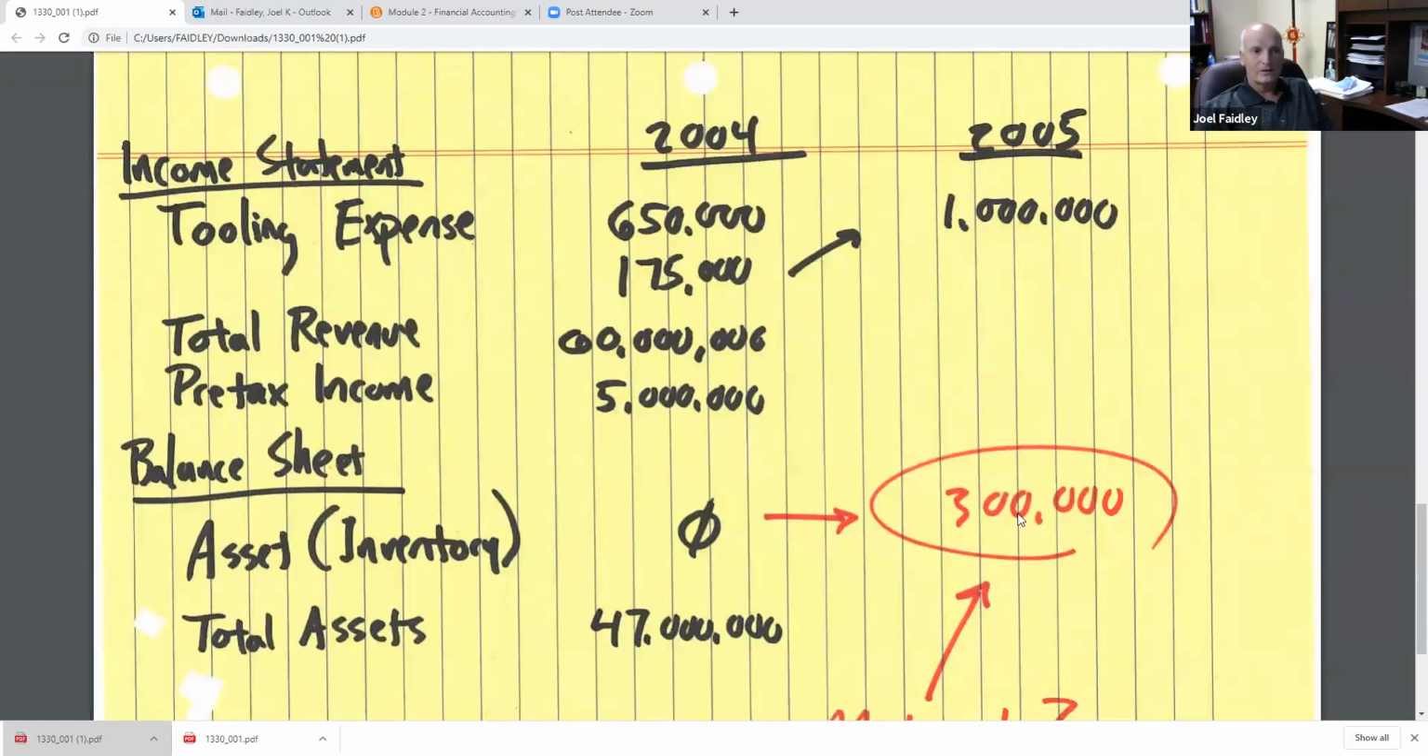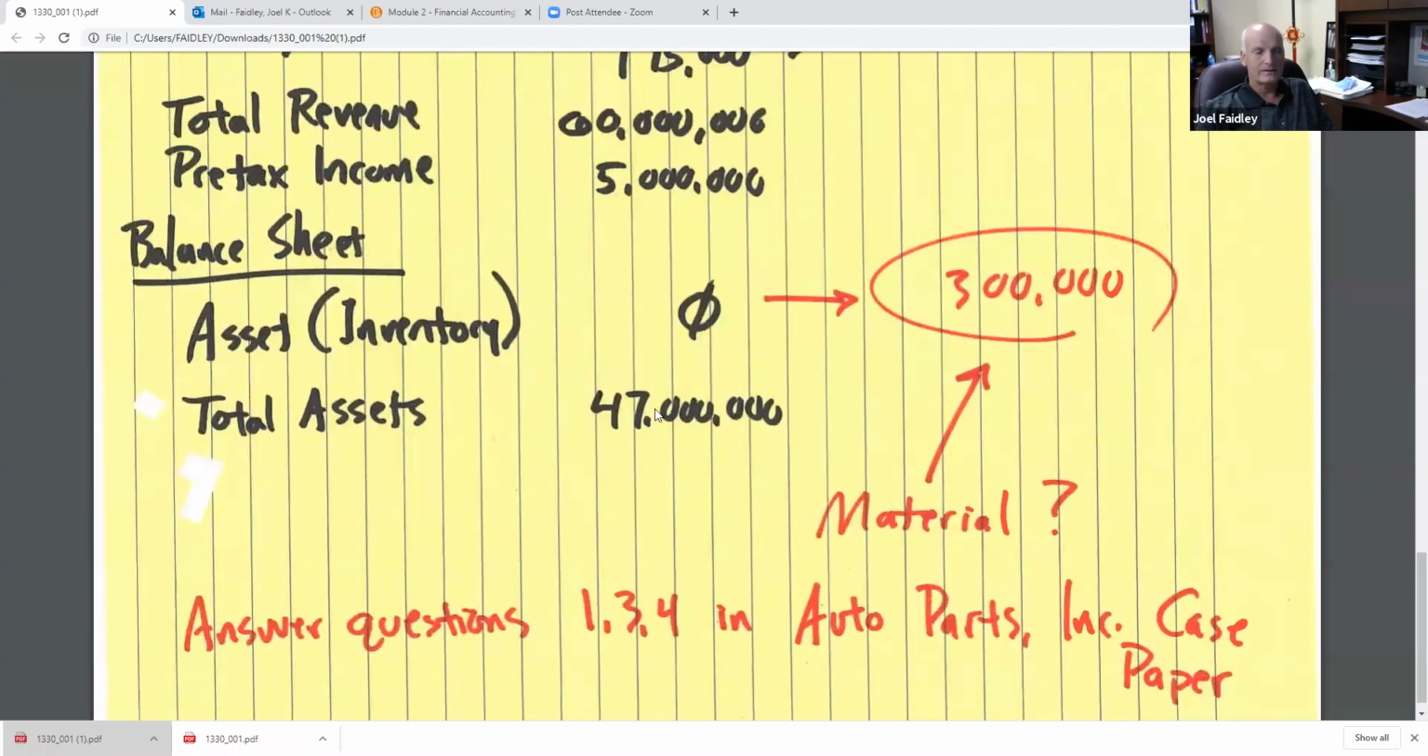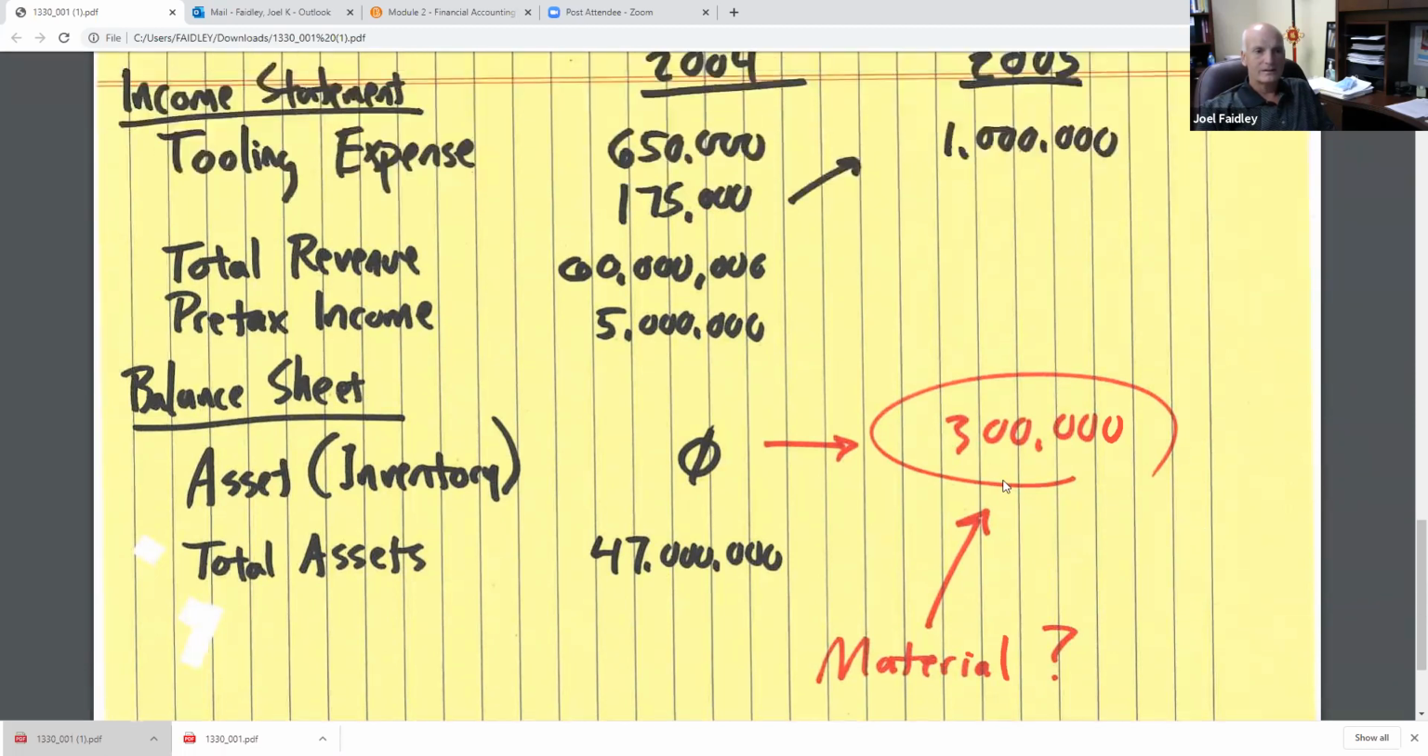So that's why they're converting this to inventory, $300,000. And again, that 175 would have been right here where the zero is, meaning it would have been expensed the following year. And then they also give you another number here. Total assets are 47 million. So the question is, is this a material change? This is a change in principle. You might want to research that and use that in talking about your paper response here for materiality. This is a change in principle, accounting principle.